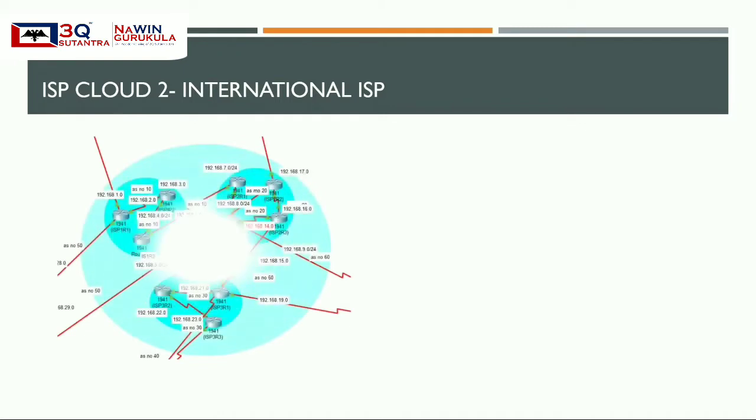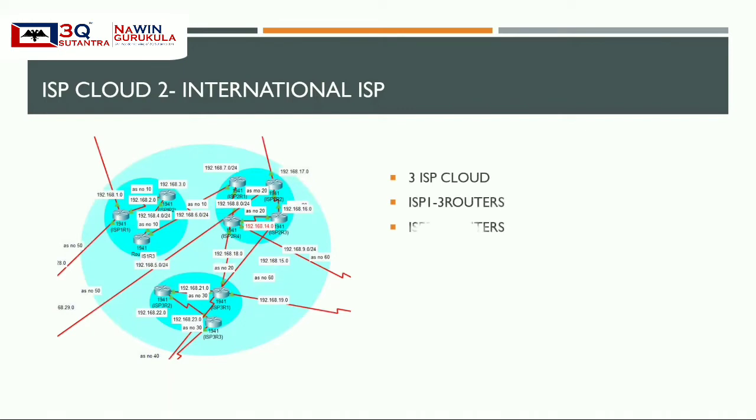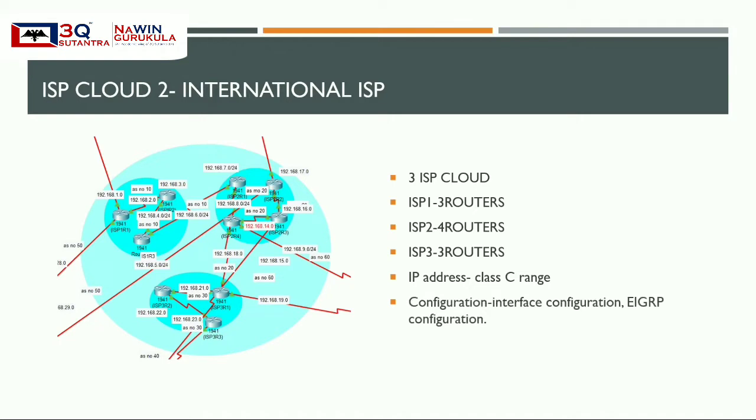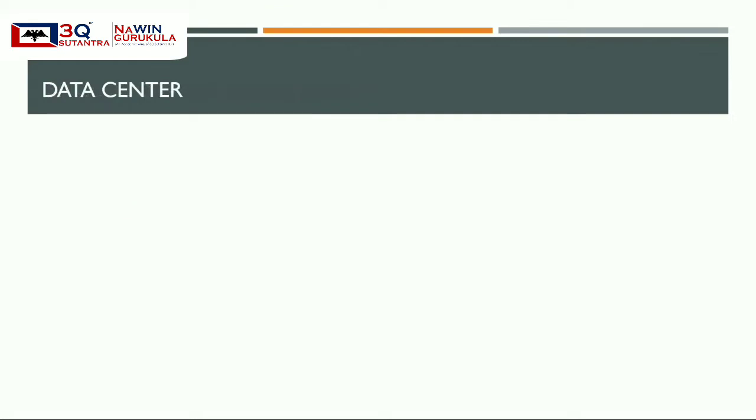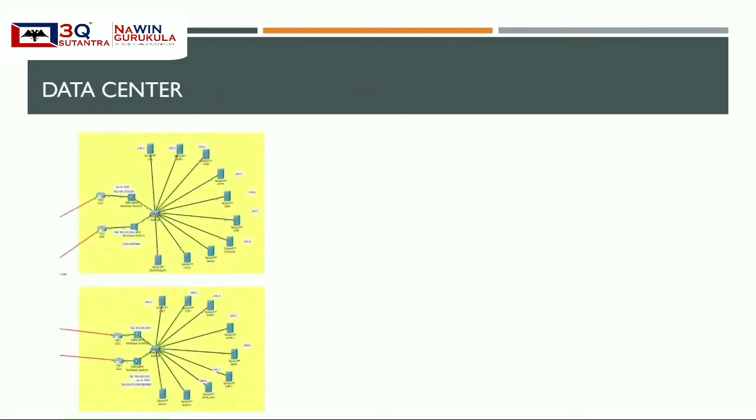Coming to ISP Cloud 2, this is considered an international ISP, and this is its overview. This ISP cloud is divided into 3 ISPs: ISP 1, ISP 2 and ISP 3. ISP 1 and ISP 3 contain 3 routers each, and ISP 2 contains 4 routers. The IP addresses are assigned using a Class C range, and the configuration done here is interface configuration and HSRP configuration.